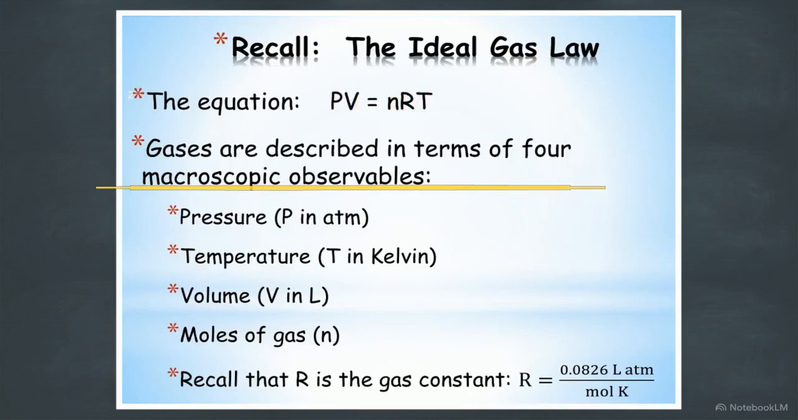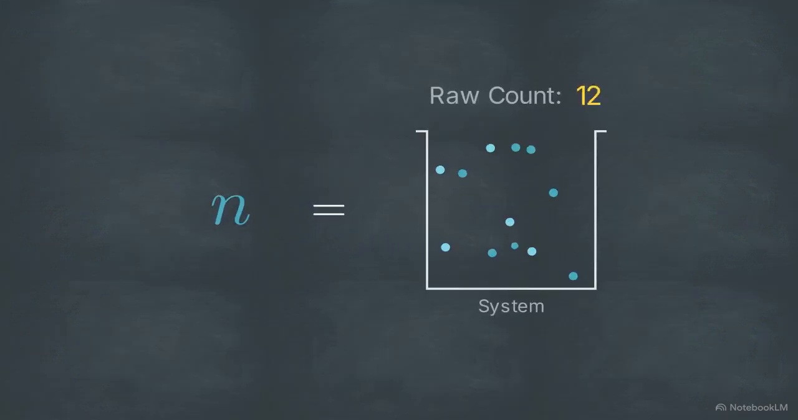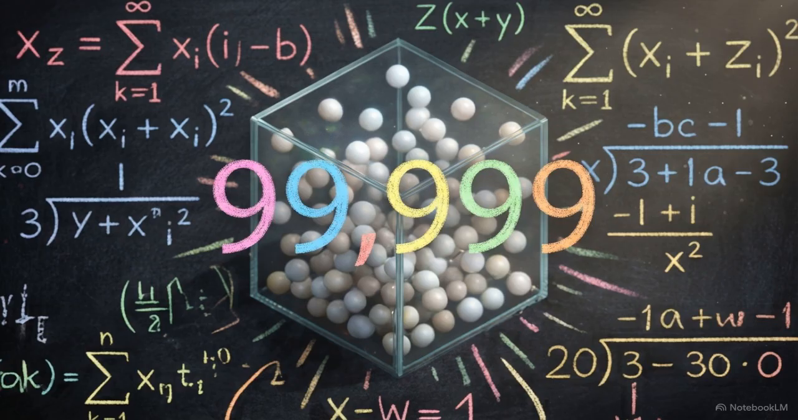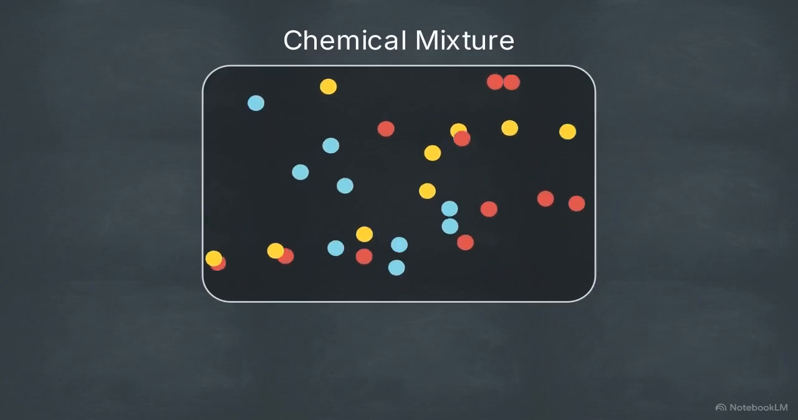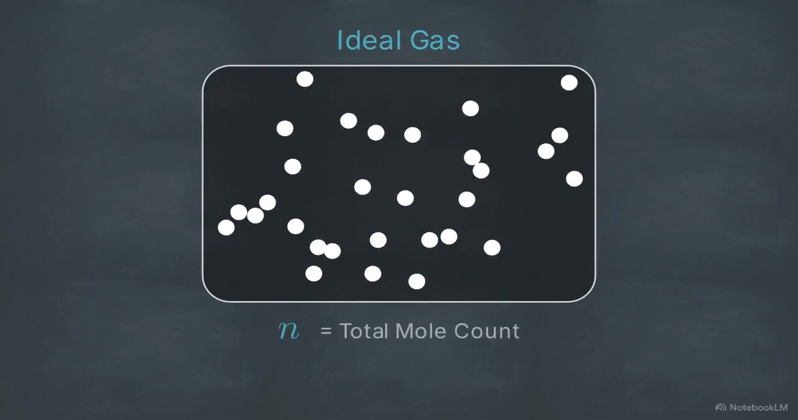The equation describes the state of a gas using 4 macroscopic observables: pressure, temperature, volume, and moles. That last variable, moles, represented by the letter N, is a raw count of the total number of gas molecules present in the system. In the ideal gas model, we track this molecule count because it is the primary driver of physical behavior. At this scale, we treat all particles the same, regardless of their chemical identity.